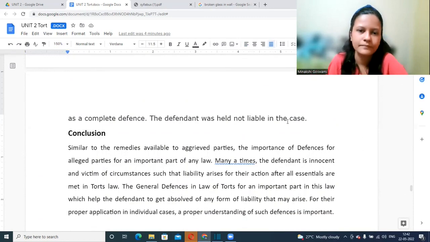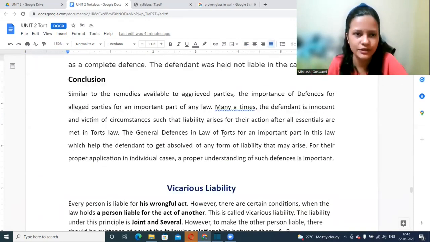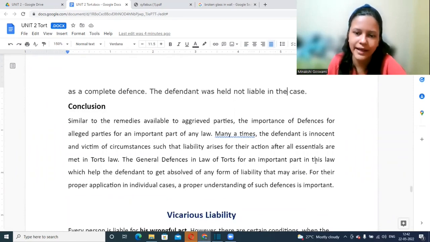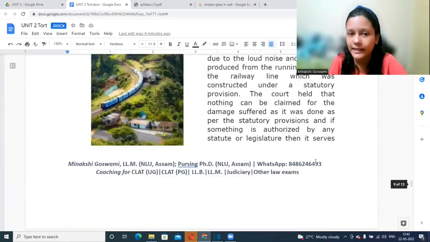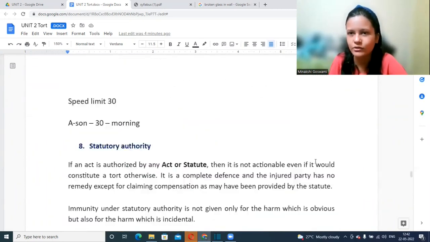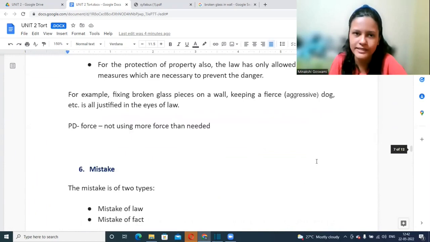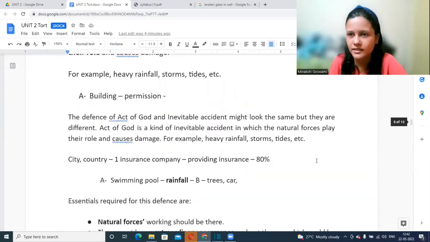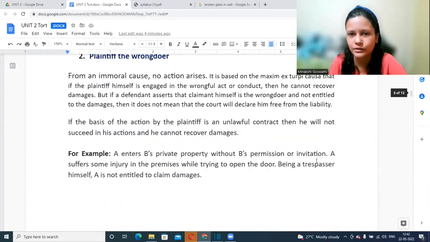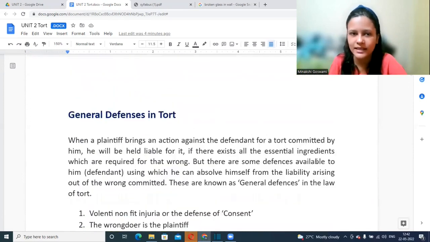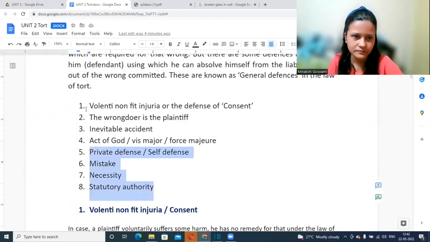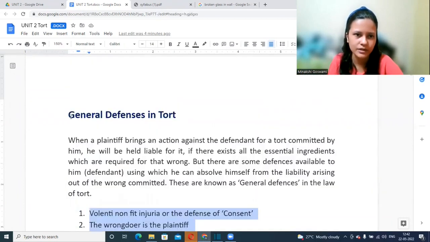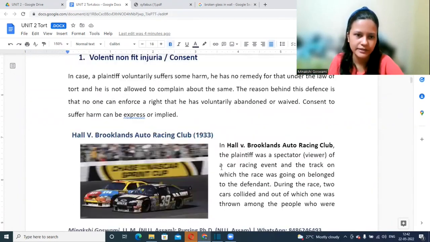So these are the 8 defenses which we have, and there is this conclusion that you can write: the aggrieved party, even if he goes to the court, the other person is having some defenses that he can try to prove before court. If the court is satisfied, then the person may be able to completely escape his liability as well. So these are the 8 defenses we have.